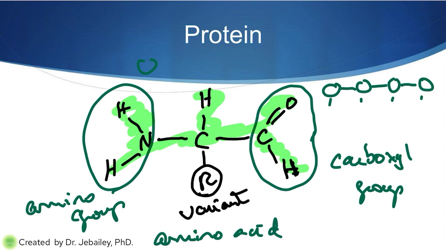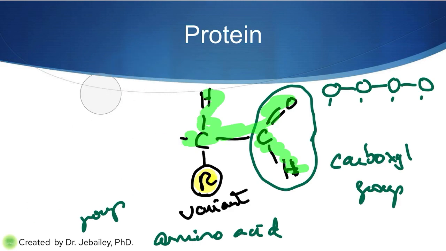The only thing that is changing in an amino acid is the R. And that's why we have 20 different amino acids. But what changes is always the R. The rest is exactly the same. So if you memorize the green part, you're good. Now, just to be clear, this is one amino acid.